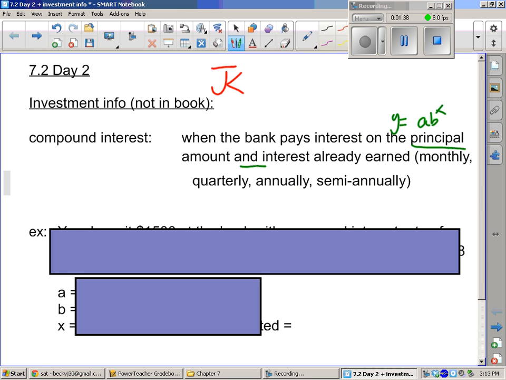There are different ways that this can be calculated. Monthly is how many times a year? 12. Quarterly, what do you think? Quarters, so 4 times a year. Yep, monthly is 12 times a year, quarterly is 4 times a year. Annually is once, and we don't see this very often. Semi means cut in half, so semi-annually is twice a year.